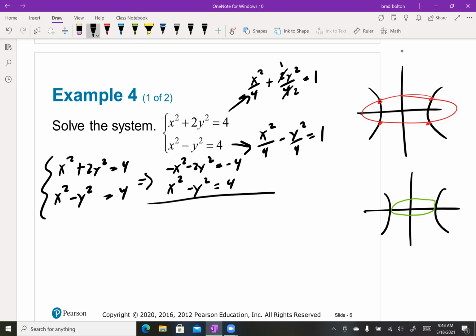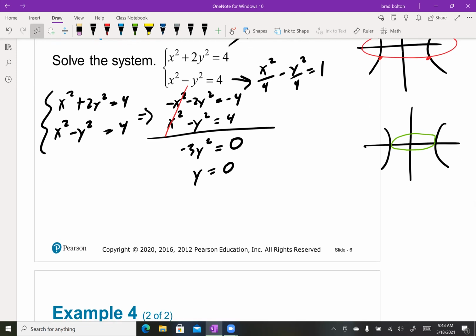If I now add these, we notice that the x squared and the y squared go away. They cancel, right? They eliminate. And we're now left with negative 3y squared equals 0. So that means y equals 0, because the only way for negative 3y squared to be 0 is y has to be 0. Now that's our only answer. There's no two choices about it. The problem is what comes next.